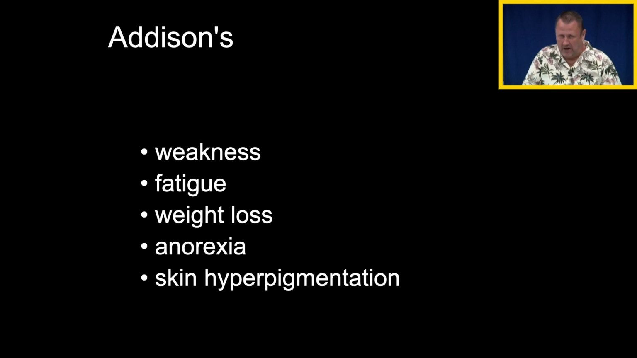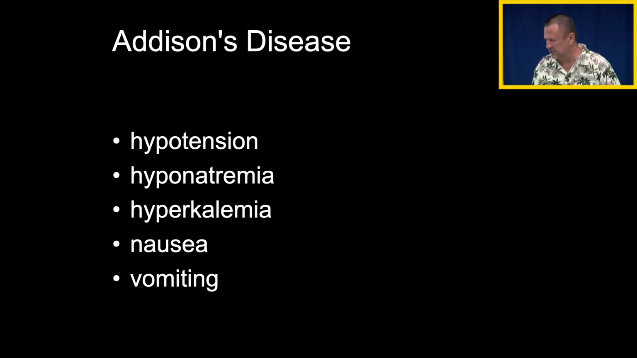Weakness, fatigue, weight loss, anorexia, nonspecific symptoms, skin hyperpigmentation. This is something that we want to be on the lookout for: Addison's disease. So with the volume loss, we can have hypotension, hyponatremia because of the failure to retain sodium, hyperkalemia because of increased retained potassium, nausea and vomiting. These can be symptoms of Addison's disease.